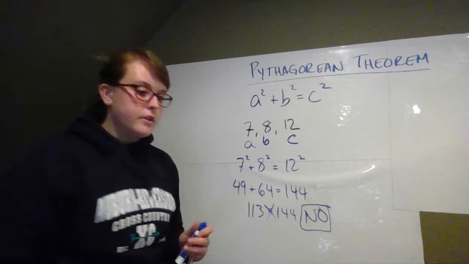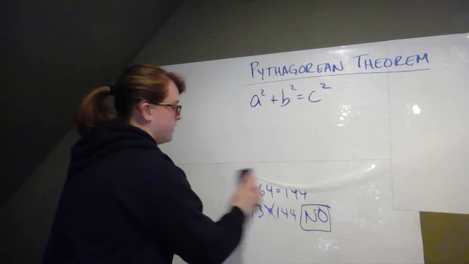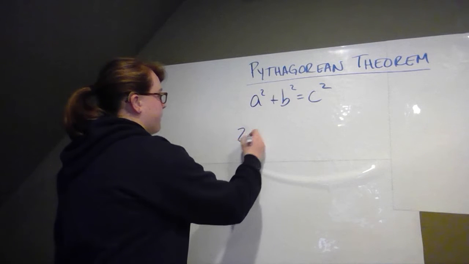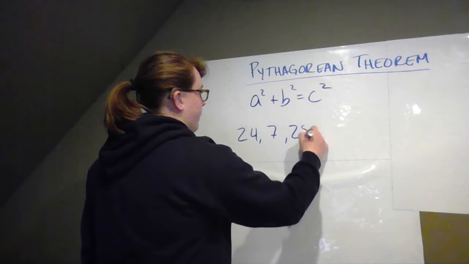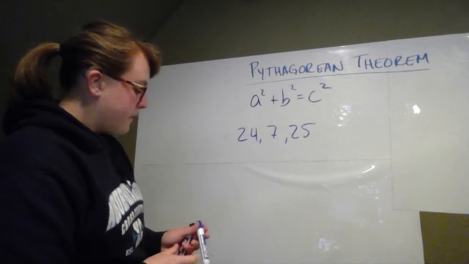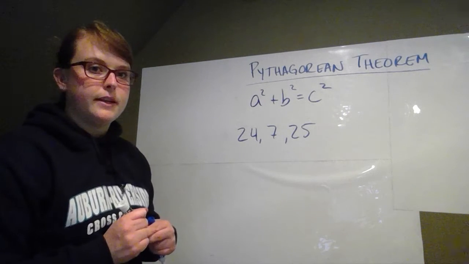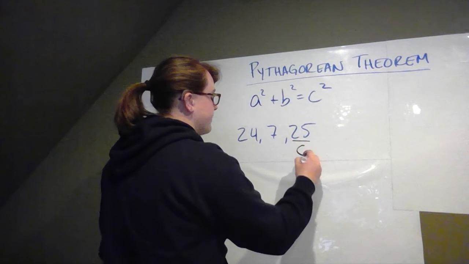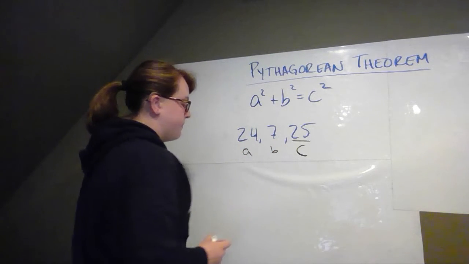Okay, so let's try another one of these real quick. What if my sides were 24, 7, and 25? Would that make a right triangle? Let's find out. So first of all, we're plugging this into the Pythagorean theorem, so we need to make sure that we match the biggest side with the letter C. The biggest side of all these three is 25, so 25 is going to be C. And then it doesn't matter what these two are. Those will be A and B.